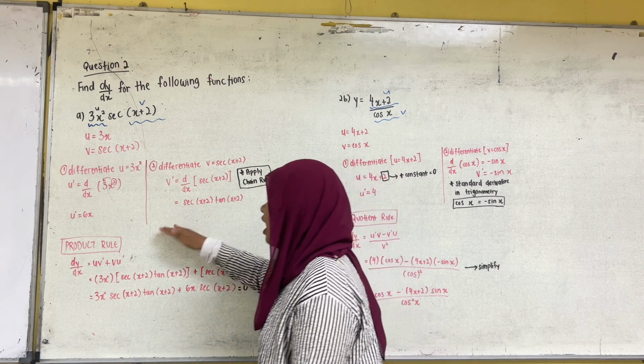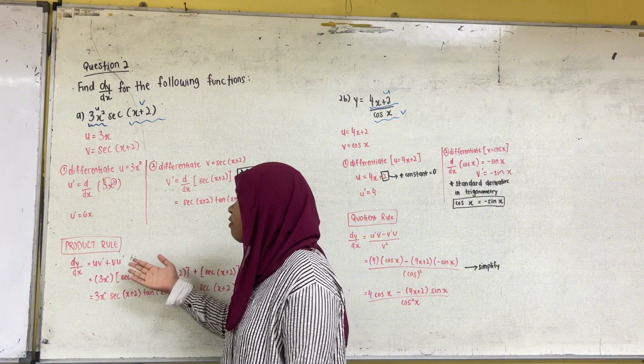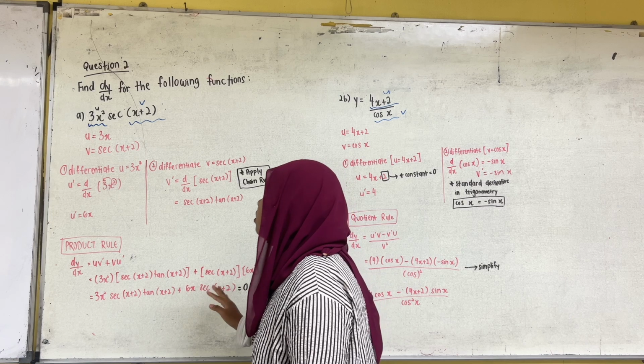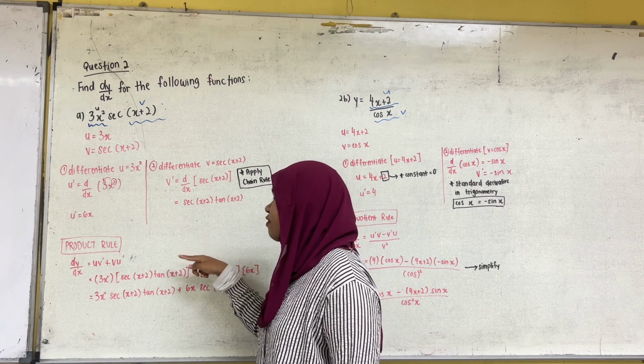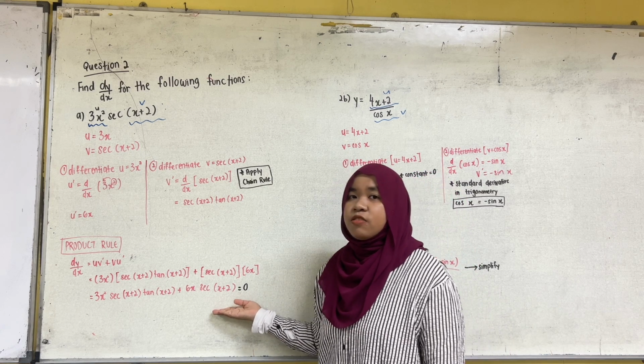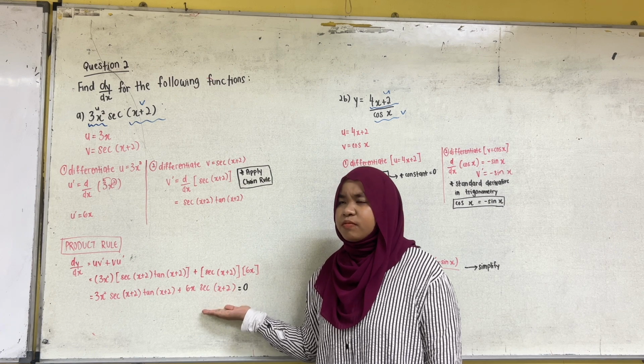For the next step, we apply the product rule, and the formula is dy over dx equals u v prime plus v u prime. We substitute all of the values into the equation, and this is the final answer.